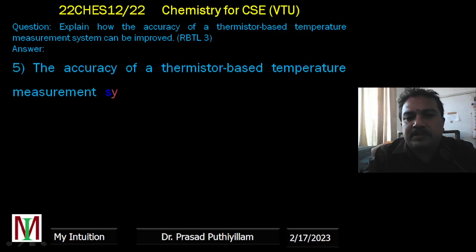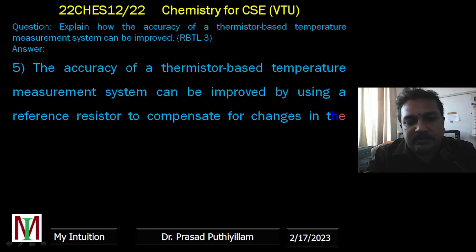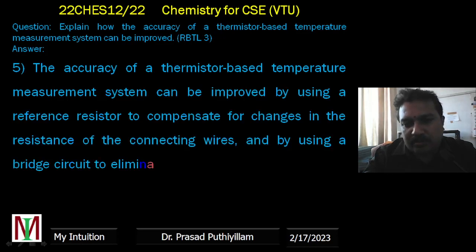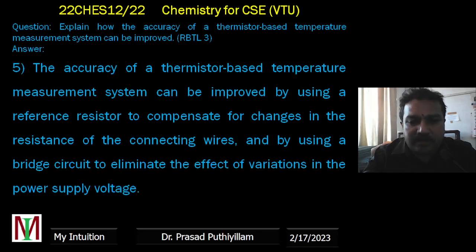The accuracy of a thermistor based temperature measurement system can be improved by using a reference resistor to compensate for changes in the resistance of the connecting wires, and by using a bridge circuit to eliminate the effect of variations in the power supply. This is an electronics based explanation. A reference resistor can be used, which will compensate any changes in the resistance of the wires used for the connection. And a bridge circuit can be used to eliminate any variation in the power supply voltage.